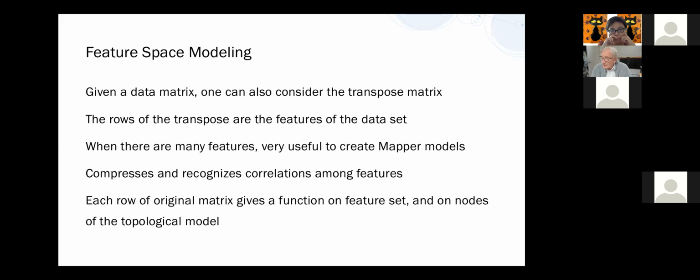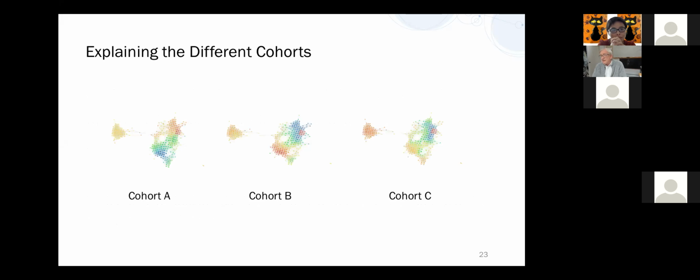And what's interesting is that each row of the original matrix gives a function on the feature set, and therefore on the topological model, by averaging, it turns out. And in fact, if I have cohorts here rather than individual data points, I can also color by the average. So what I'm seeing here is the same graph in all three places, but the functions that the data points are are shown here. So this is cohort A, which was the perfect survival group, and you can see that it's very blue in the lower part and very red in the upper part.